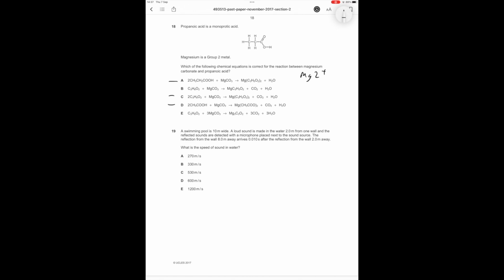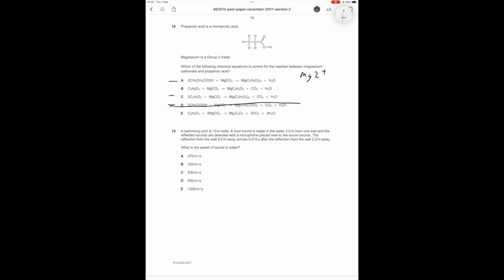Now, in terms of the formula of propanoic acid, we can see it is CH3CH2COOH, i.e. C3H6O2. So we can get rid of answer option D because the formula of propanoic acid is simply wrong. And it's between A and C. The first half of each equation is correct. That works. You have two propanoic acids and one magnesium carbonate. Now let's examine the second half.